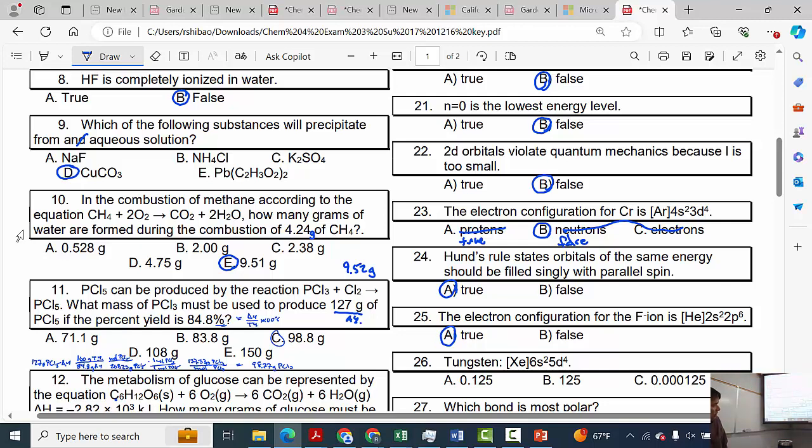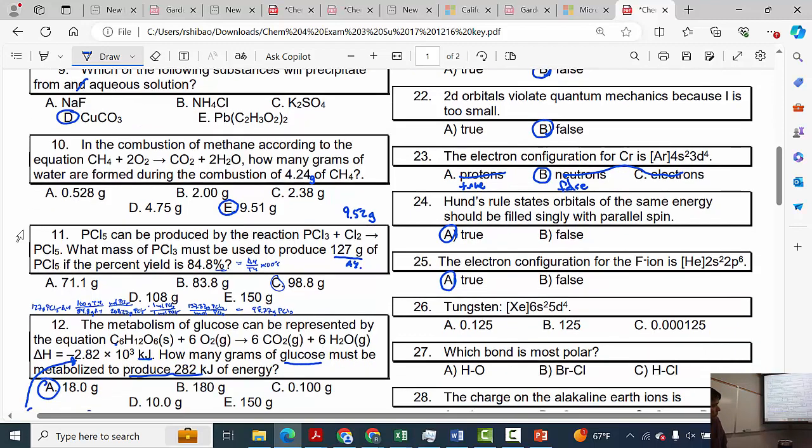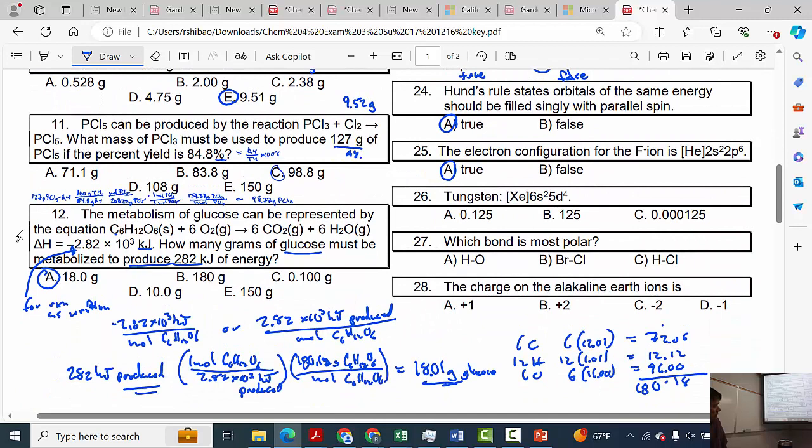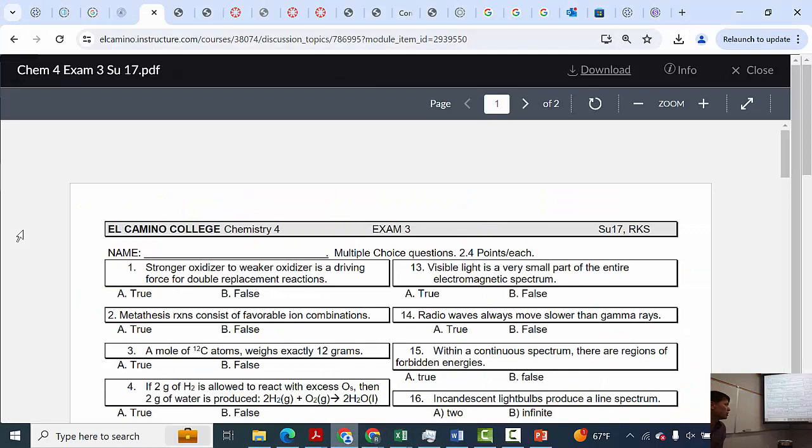The electron configuration of the fluoride ion is helium 2s2 2p6. This is true. Fluorine is helium 2s2 2p5, and the fluoride ion has an extra electron, so it fills the first and second shell.